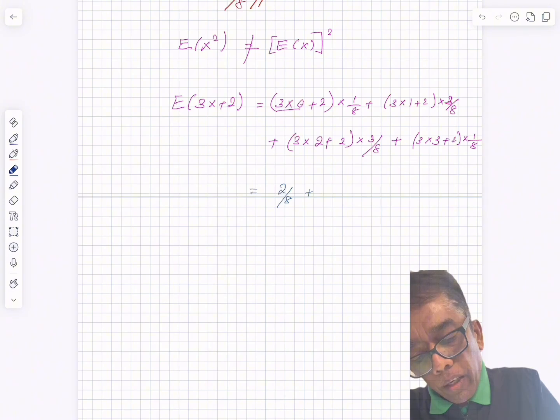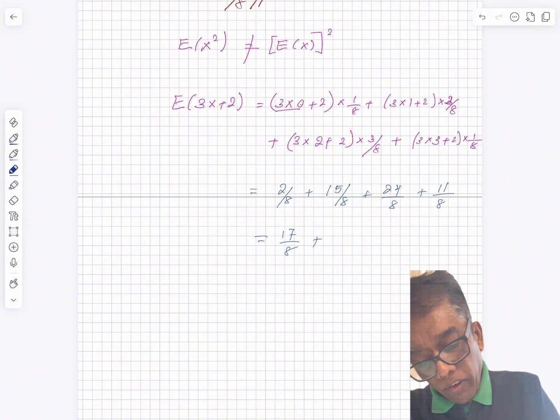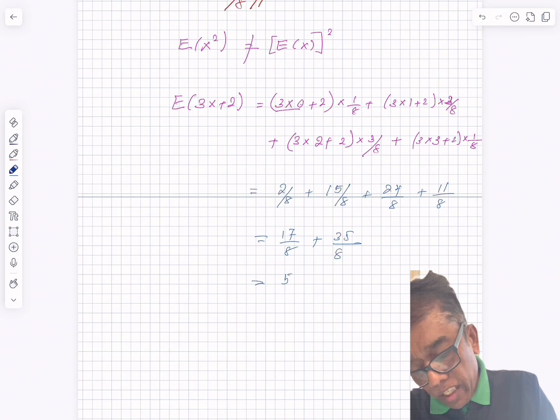24 over 8 plus 11 over 8, 17 over 8 plus 35 over 8, 52 over 8. Next one, we are asked to find E of 3X plus 2.